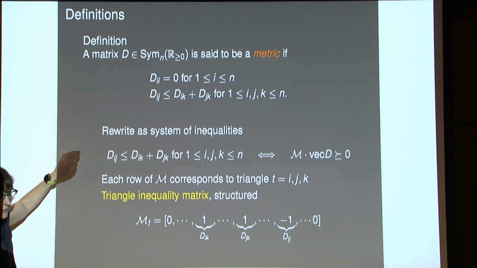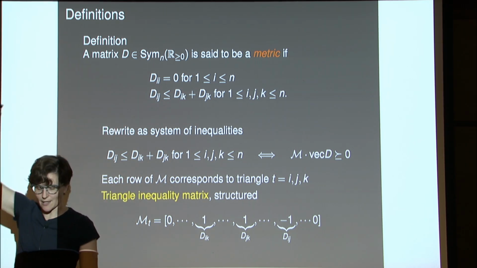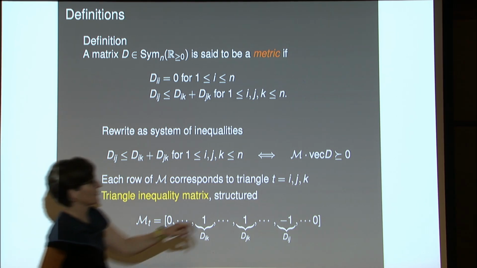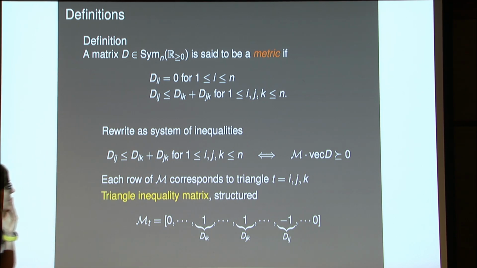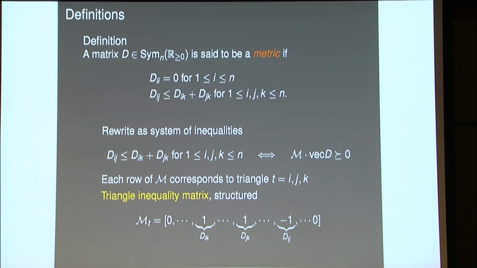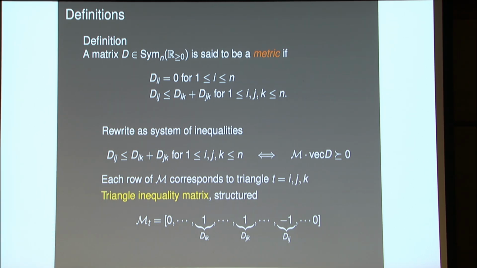So I'm going to take this matrix D and stretch it out, ignoring duplicates, in a great big long vector. That's what this vec means: stretch out all the distances. And I'm going to encode the triangle inequality in this matrix M. This matrix M is tall and thin. It is also a sparse matrix, a bunch of zeros. Each row has two 1s and one negative 1.